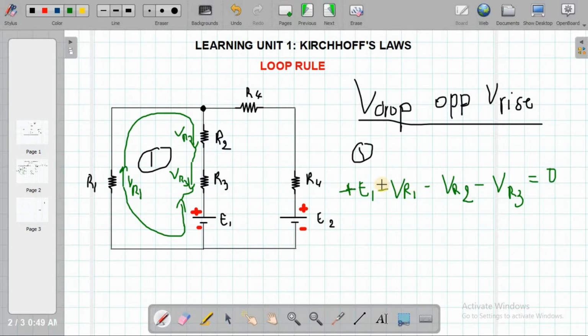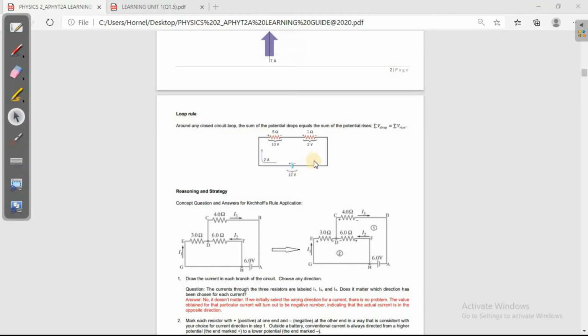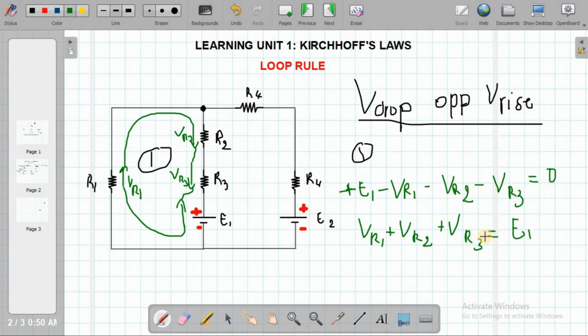If we choose E1 as positive, we can move all the minus terms to the other side: VR1 plus VR2 plus VR3 equals E1. So if we go back to the formula in the learner guide, the sum of voltage drops is equal to the sum of voltage rises. It's the same thing, and this is the simple way we interpret the loop, the voltage drop and the voltage rise.